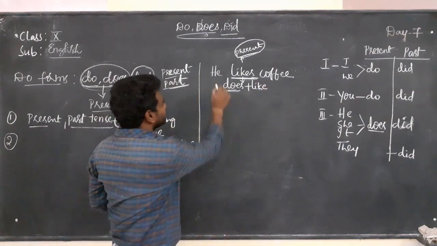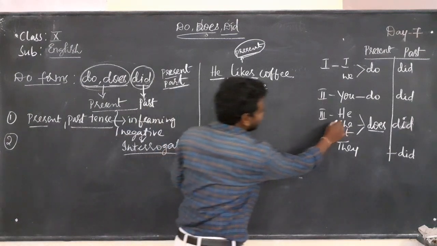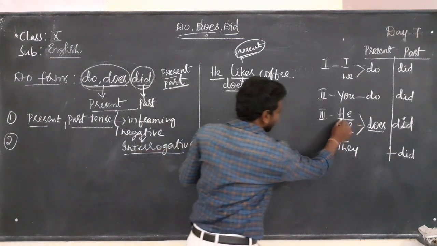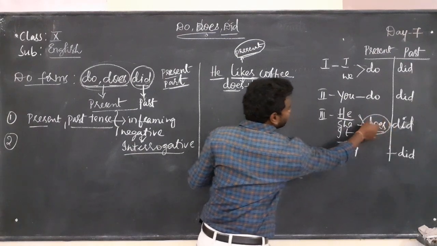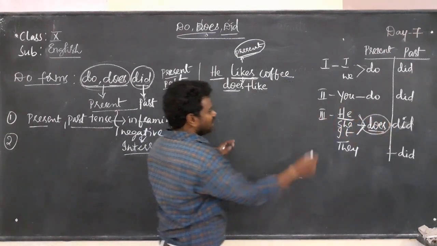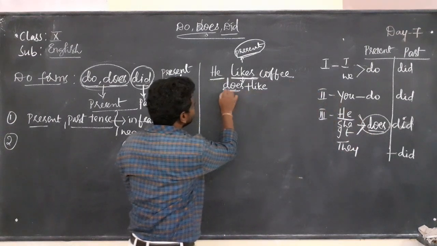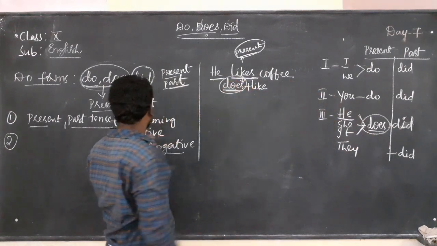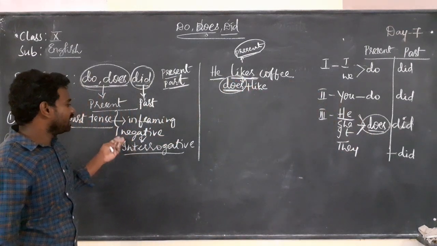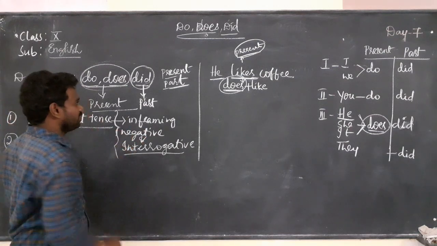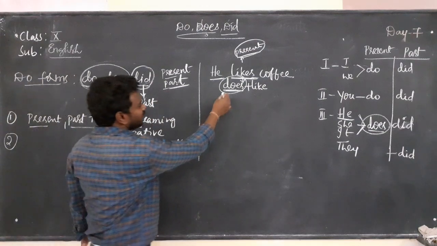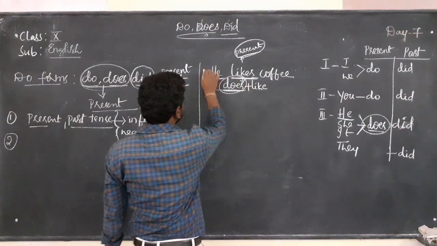We have already seen this is third person, he. So we use does with he. Does always goes with he. Now we use them especially in negative and interrogative sentences. Let us see what negative and interrogative sentences are and how they come.